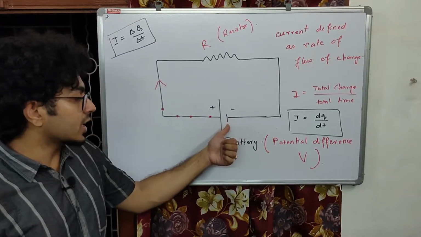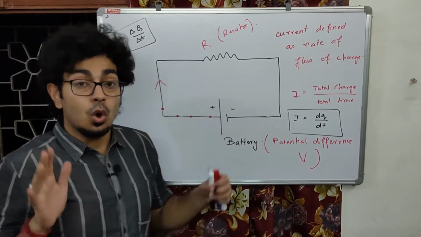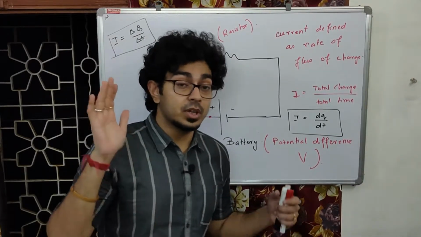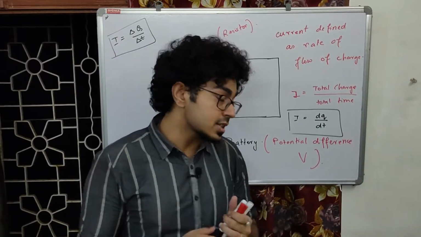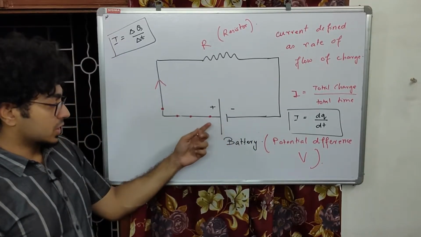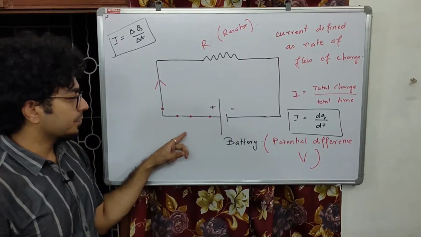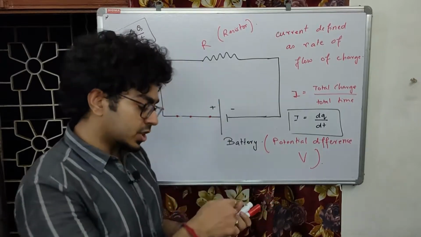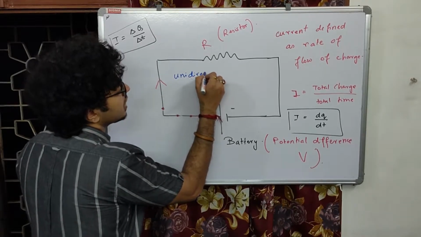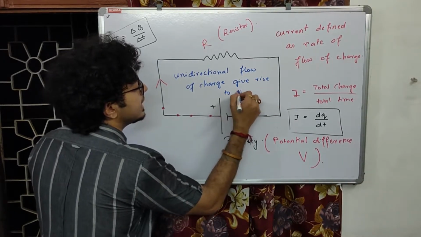Now what is happening here? The battery is doing some work again to bring those charges from the negative terminal to the positive terminal. How does the battery do this? The battery does this using electrolysis. You will understand electrolysis in your chemistry classes. But yes, the battery does electrolysis to bring these charges from the negative terminal to the positive terminal, and this helps the charge flow in this circuit in a continuous way. See, this charge is flowing unidirectionally. This unidirectional flow of charge gives rise to DC current.